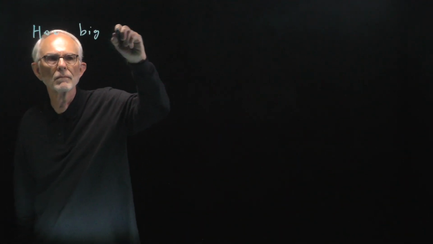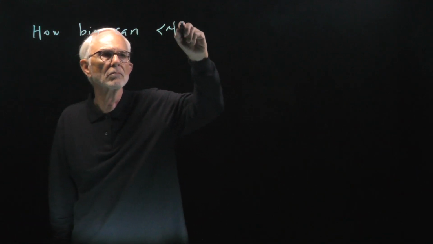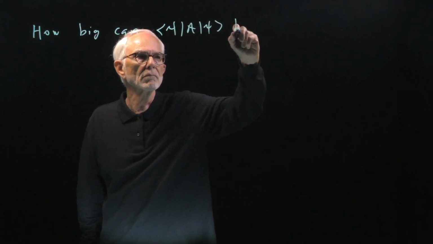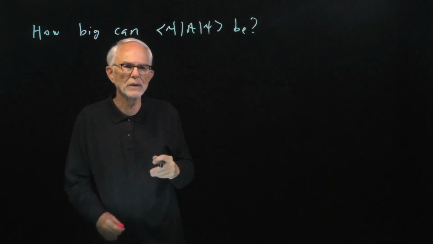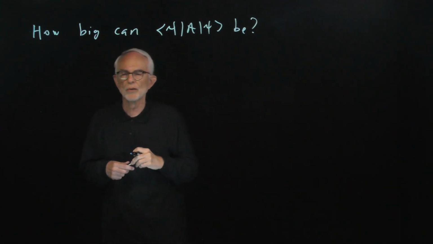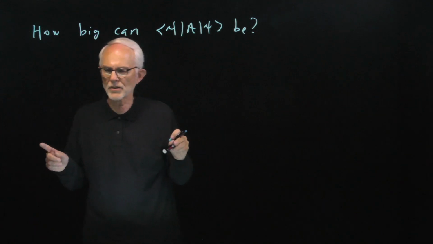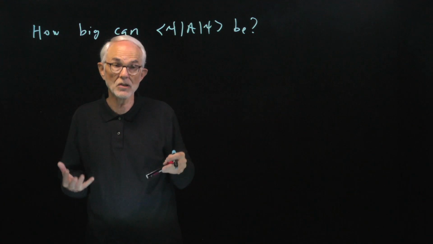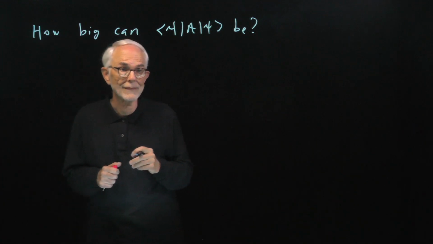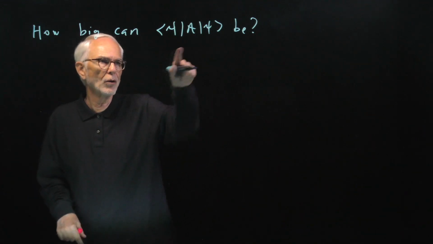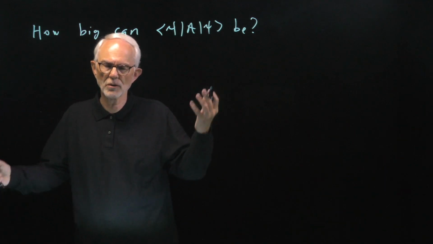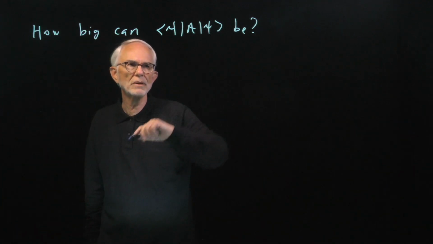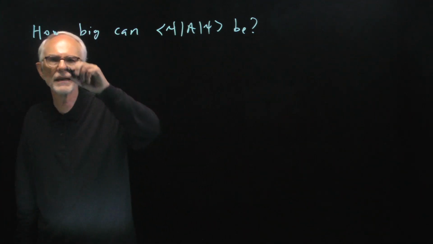Now, what we want to find out is how big that can be, because we want to make that as large as possible. The reason for doing that is, as we'll see in just a minute, that will guarantee that the violation of the Bell inequality is as large as possible. Now, how can we find that? Well, A is a Hermitian operator. The biggest it can be is the largest eigenvalue of A.